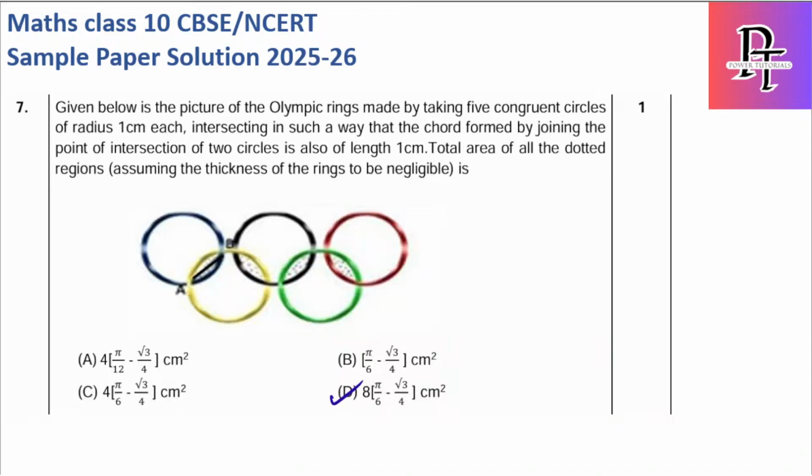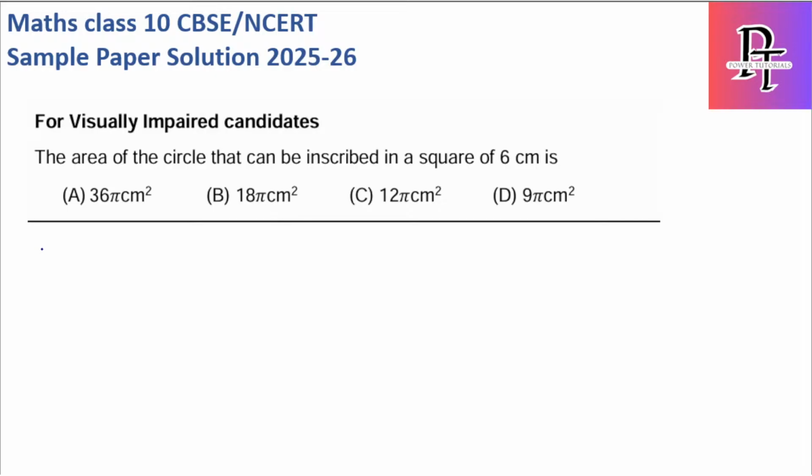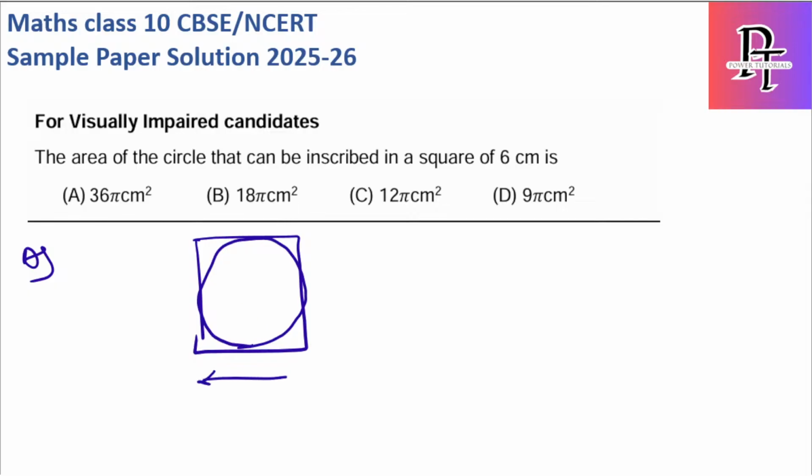Okay, the same question they have asked for visually impaired as a second part, so we will solve this question also. The area of a circle that is inscribed inside a square of 6 cm. So it's a direct question. We have a square and inside that we have a circle. The square side they have mentioned as 6, so simply the diameter is 6. So what about the radius? The radius will be 3. R is equal to D by 2, which is 6 by 2, which is 3.